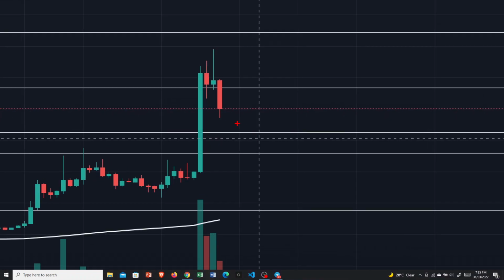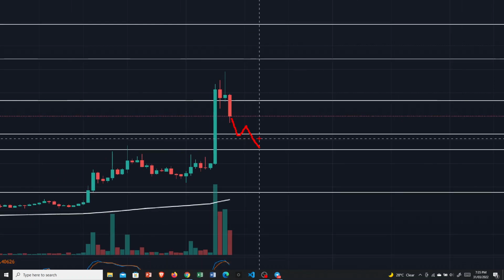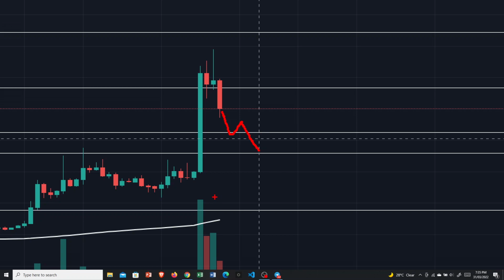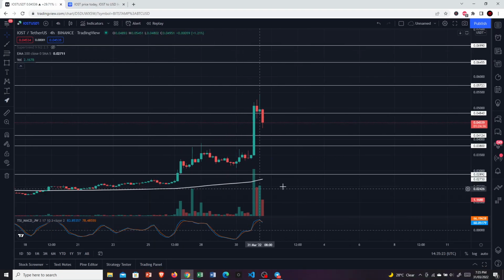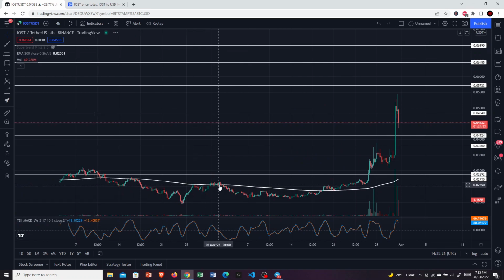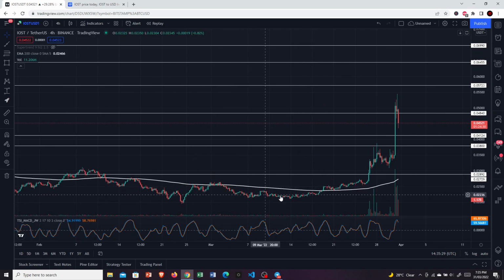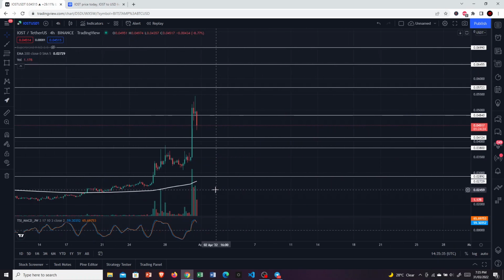After a retest of these supports below, I think we will have a trend continuation upwards if this 200 EMA holds. If we lose this 200 EMA, then things are going to go south again, because when the price action is above the 200 EMA, it refers to an uptrend. Here we were in a short-term downtrend, and here we were in a downtrend also. Now we are at the top of this 200 EMA.